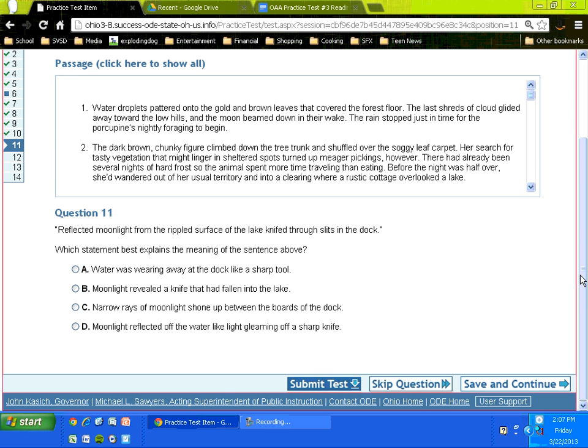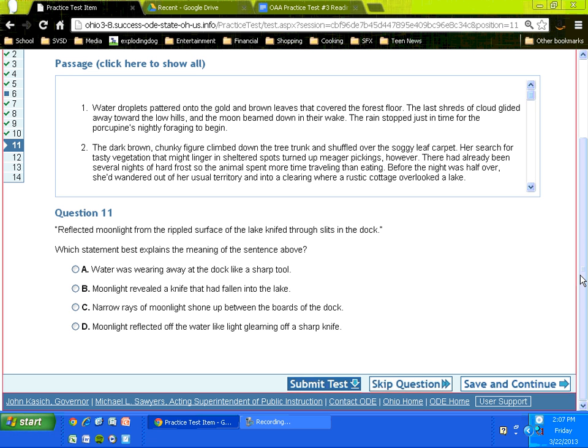Cut. The moonlight beams are cutting through in blade-like shafts of light. That's what knifed is all about. Now, we've tried to understand the passage, a challenging passage of imagery, before we even go to the options. Let's see if that makes it easier for us. Water was wearing away at the dock like a sharp tool. Moonlight revealed a knife that had fallen into the lake. Narrow rays of moonlight shone up between the boards of the dock. Moonlight reflected off the water like light gleaming off a sharp knife.